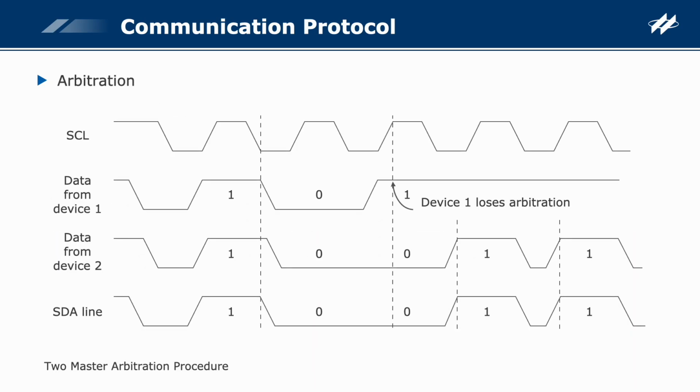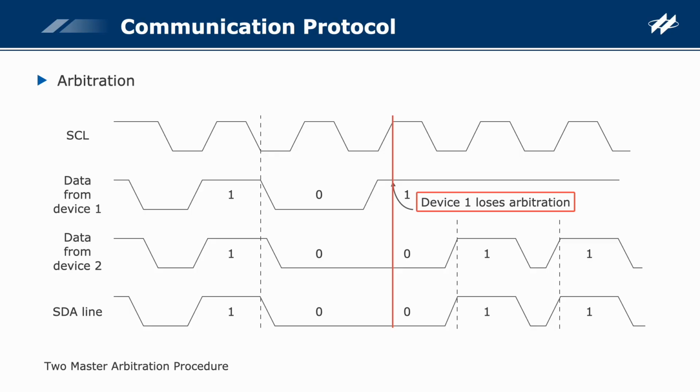A master may start a transfer only when the I²C bus line is in the idle mode and both the SDA and SCL lines are at a high level. If 2 or more masters generate a start signal at approximately the same time, an arbitration procedure will occur. As shown in the figure, if 2 devices generate a start signal simultaneously, they will both continuously transmit many bits on the SDA line until the low SDA state of device 2 overrides the high SDA state of device 1.